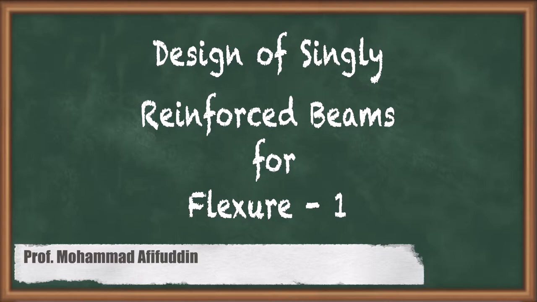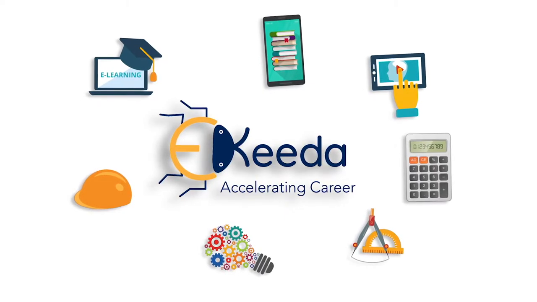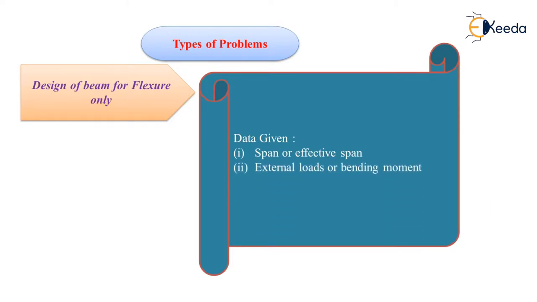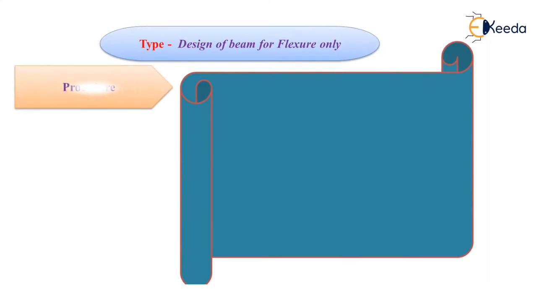In this video, we will see how to design a beam for flexure. So first of all, in this type of problem, they will give a span or directly they will give effective span. They can give us the external loading or bending moment and material grade, that is grade of concrete and grade of steel. Okay, so this type of problem is to be solved according to this procedure.